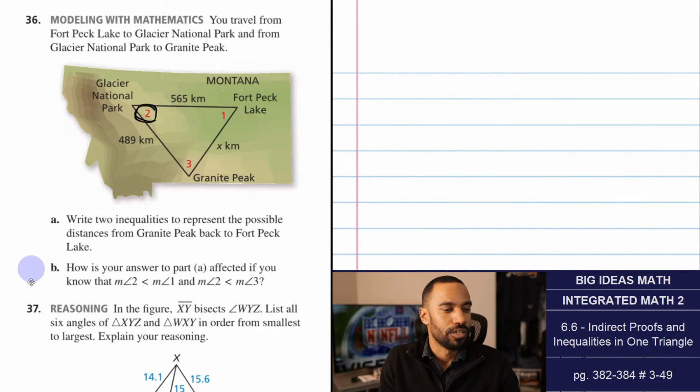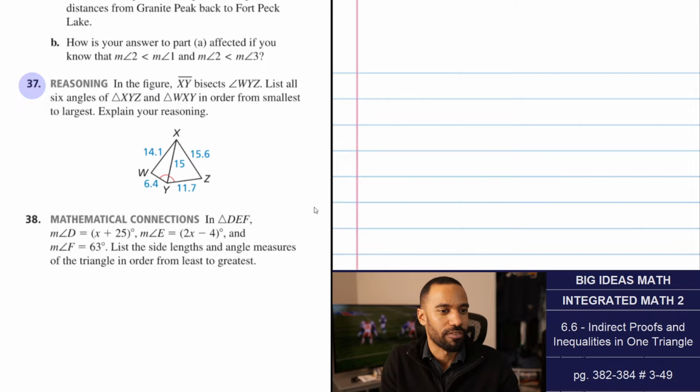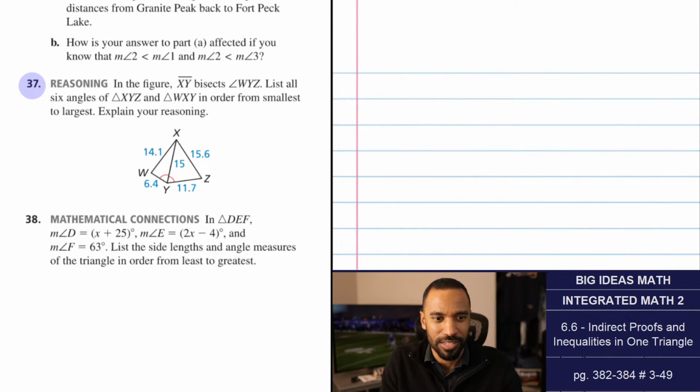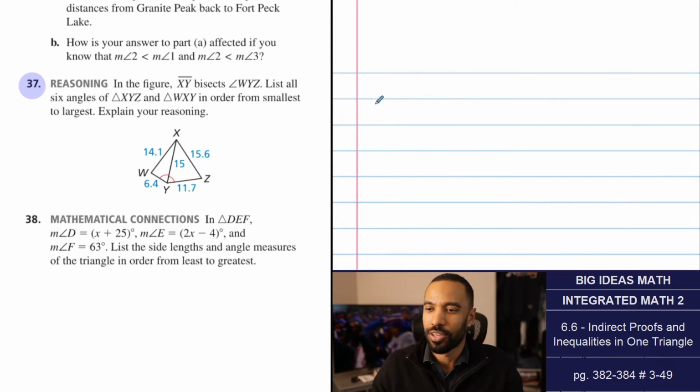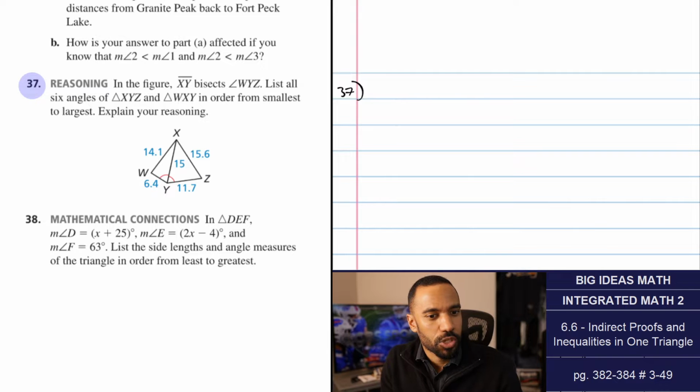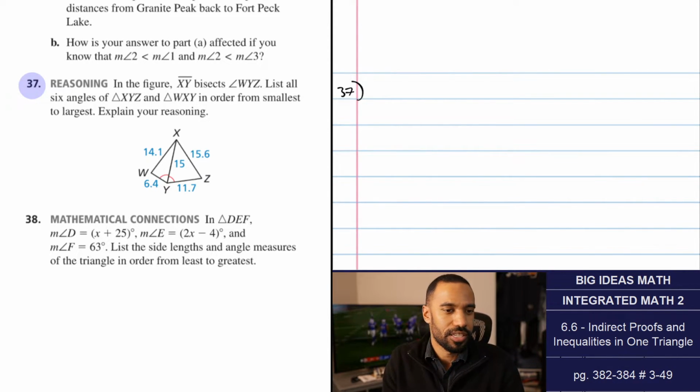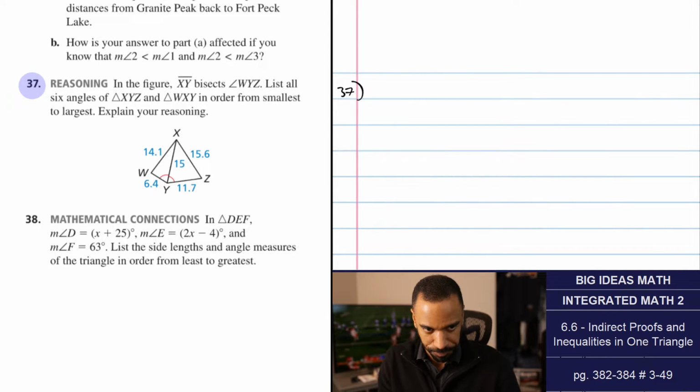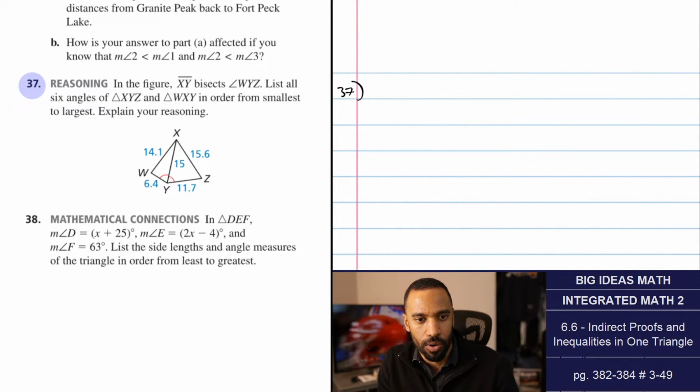Hopefully we're not walking. You traveled. I don't know what the traveling is. 37, that looks... Oh, I thought it was like a 3D pyramid. Instead, it's just two triangles here. All right, 37. In the figure, segment XY bisects angle WYZ. List all 6 angles of triangles XYZ and WXY in order from smallest to largest. Explain your reasoning. So, okay.